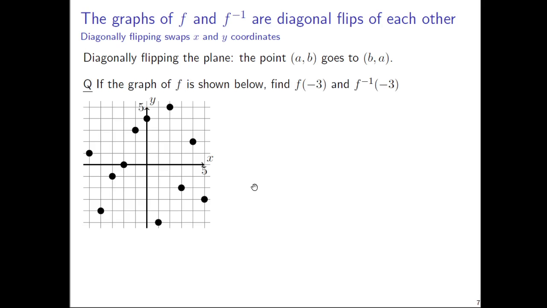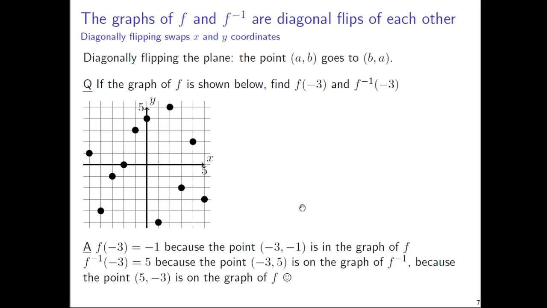Let's try another one of these. Looking at the graph below, let's find f(-3) and f inverse of -3. So f(-3) is given by this point right here. The x coordinate is -3, the y coordinate is -1. So f(-3) is -1 because of the point (-3, -1) in this graph of f. Now what about f inverse of -3?